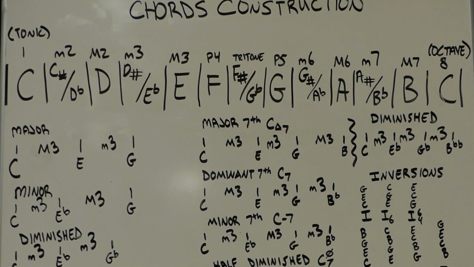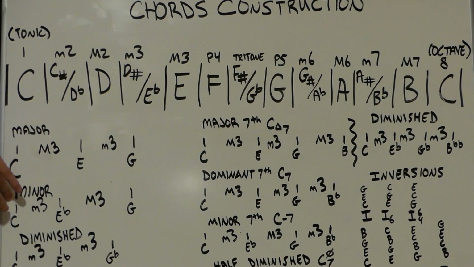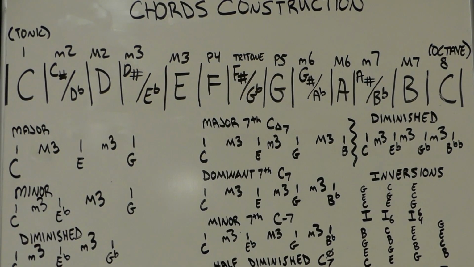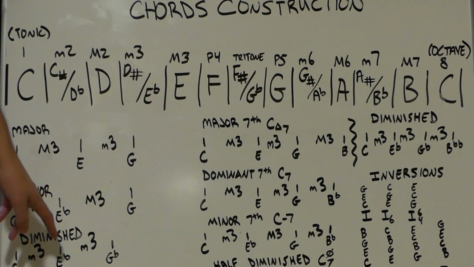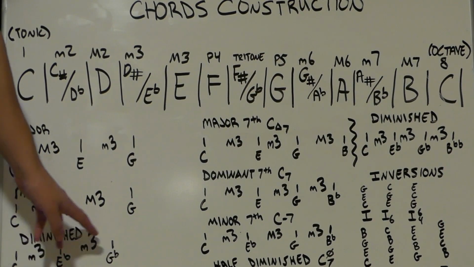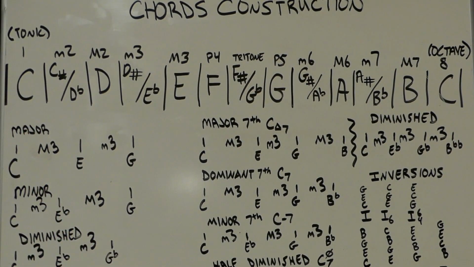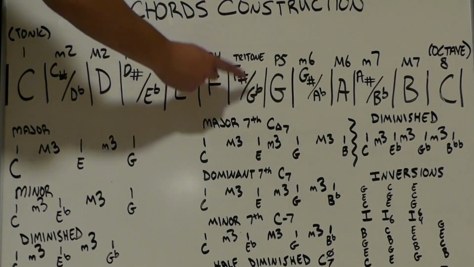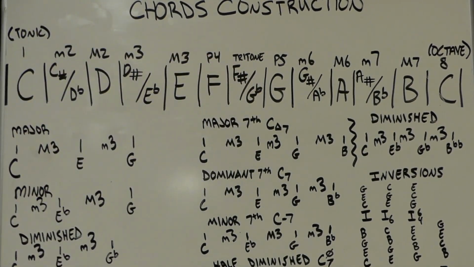Next, we have a diminished triad, and this is similar to a minor triad, except the G is a G flat. So the relationship we have here from our tonic to our third is a minor third, and from our third to our fifth is another minor third. And so right here we have one minor third and our tritone, or diminished fifth.